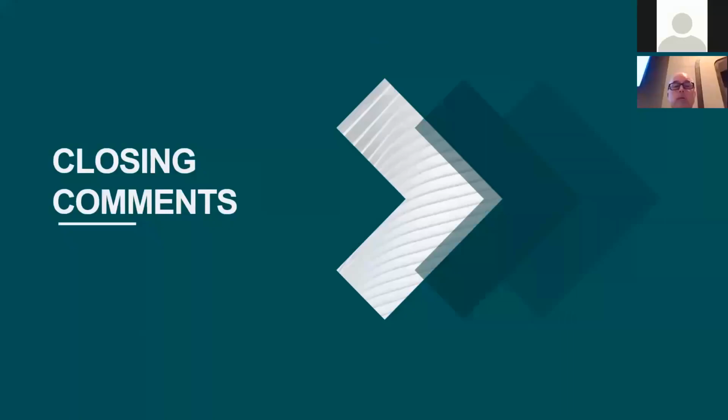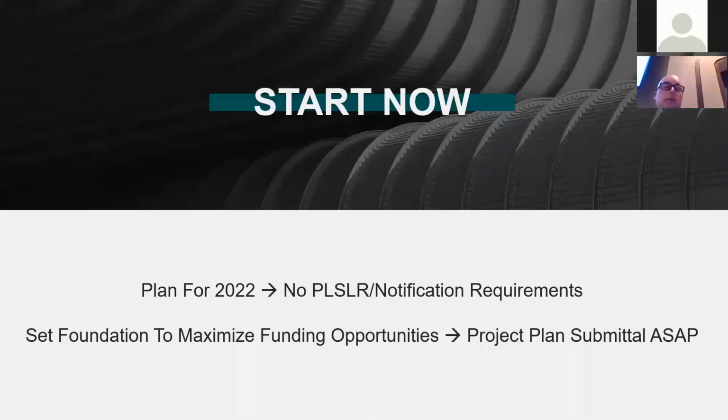So a couple quick closing comments, just to hit a couple of the things I've already mentioned. The key is planning for 2022. It's right around the corner. So January is going to be here before you know it. With the so-called no partial lead service line replacement and notification requirements, build those timelines in to the CIP projects that you might be moving forward on next year that have lead, so that you're ready to go with that.